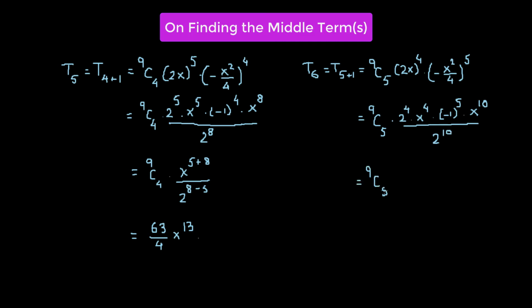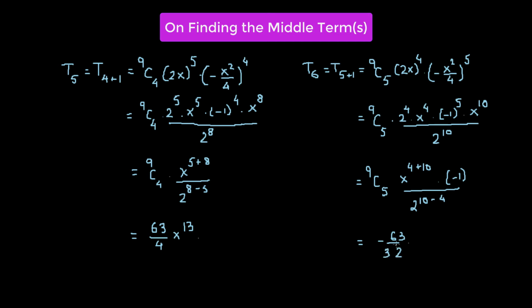which is equal to 9C5 x raised to the power of 4 plus 10 times negative 1, and negative 1 raised to the power of 5 is simply negative 1, divided by 2 raised to the power 10 minus 4, which will give us finally negative 63 over 32.